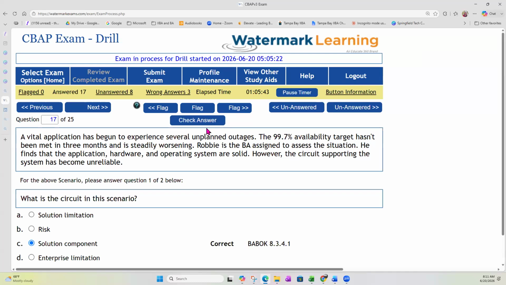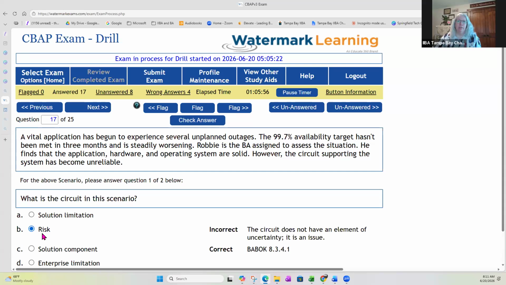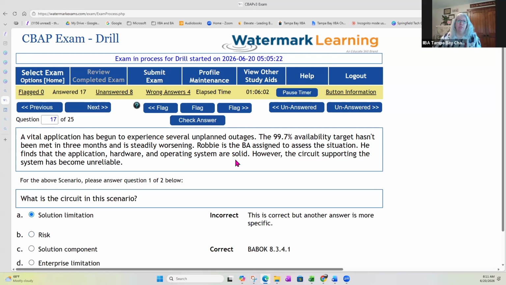Yeah, I see. So it would make more sense if it read the internal circuit supporting the blah blah blah. However, the reason it's not a risk is because there's not an element of uncertainty. We already know it's a problem. And the reason it's not a solution limitation is this is a better answer.